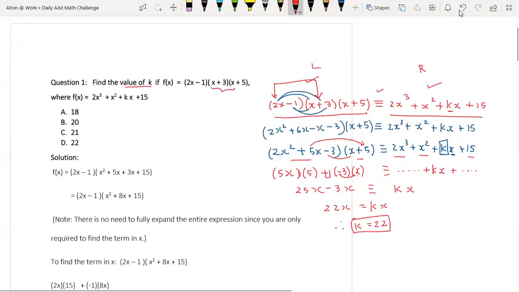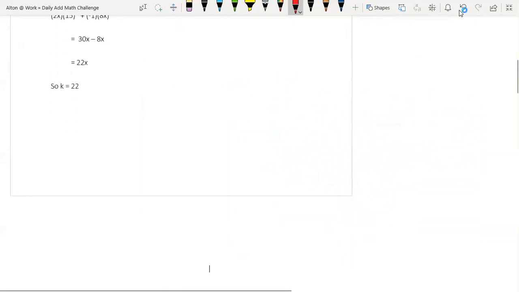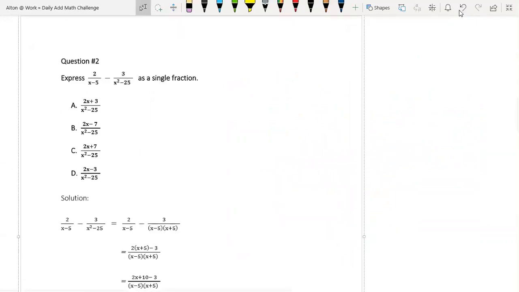Okay, so let's go ahead to question number 2. Right, so question number 2 is testing our ability to simplify two algebraic fractions, 2 over x minus 5 and 3 over x squared minus 25. Now, part of the solution will involve factorizing x squared minus 25.